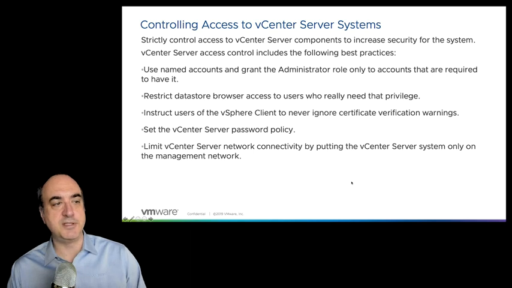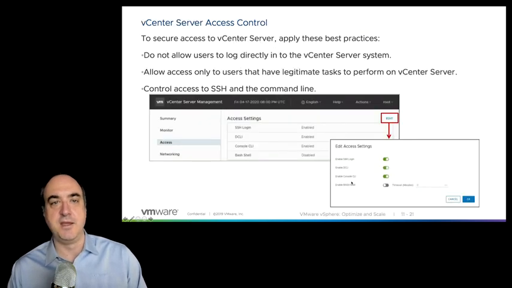You'll also want to limit the vCenter server network connectivity by putting the vCenter server system only on the management network, right? Don't have the vCenter server on a more generally accessible network, only on a network for those who need access to vCenter. Further access control using the vCenter server management screen, sometimes known as the VAMI, right? You log into your vCenter server on port 80 and you can select the access policies where you can select how other ways can you access the vCenter system.